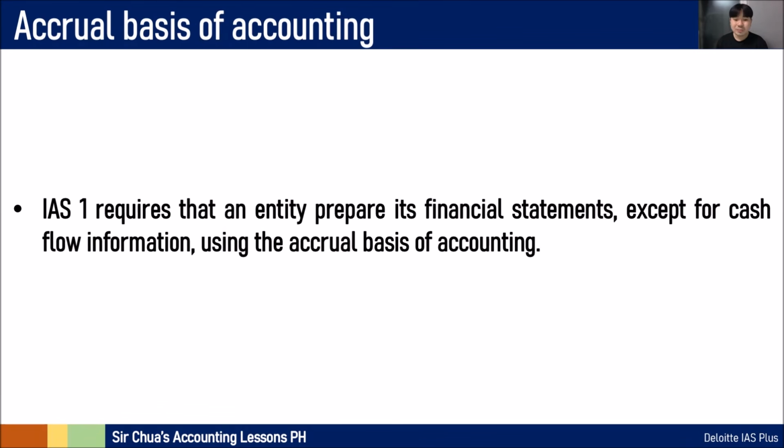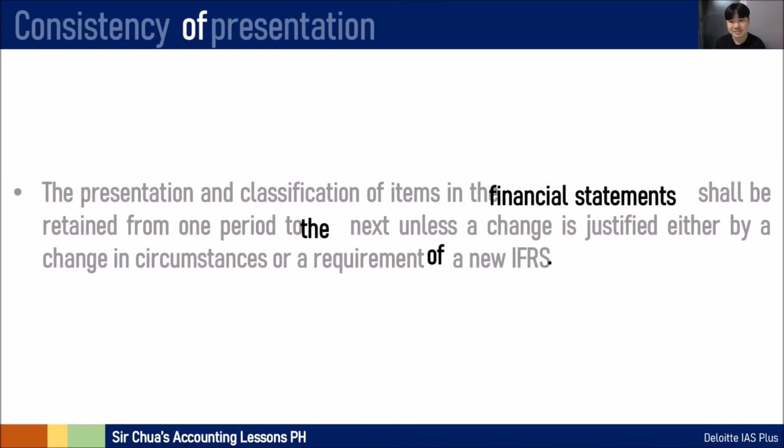And then we also prepare financial statements using the accrual basis of accounting except for cash flow information, because the statement of cash flows is the only financial statement prepared under the cash basis of accounting. It's not called a statement of cash flows if it's prepared under the accrual basis, okay? So except for cash flow information, the FSs should be prepared under the accrual basis of accounting. And I think you already know the difference between accrual and cash basis of accounting. It has been repeated to you many times. So the FSs should be prepared under the accrual basis of accounting.